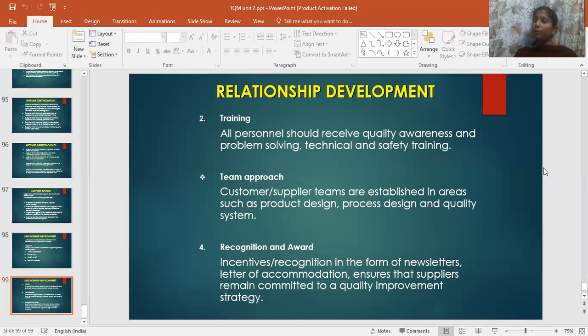Then training. All personnel should receive quality awareness, problem solving, technical, and safety training. So this makes the development of the relationship. Then a team approach must be there. Then recognition and reward or award should be followed. It may be in any form, such as a newsletter or letter of commendation. So that actually ensures the supplier remains committed to a quality improvement strategy.